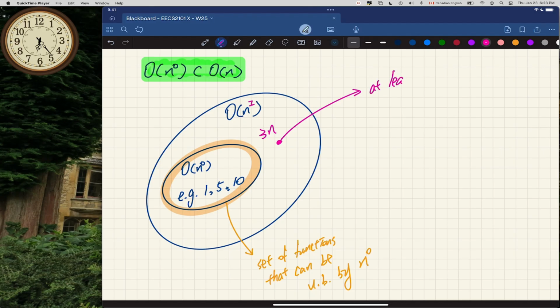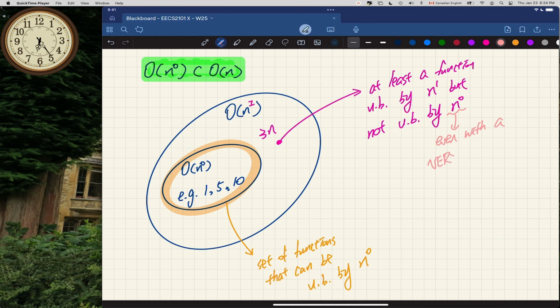At least a function upper bounded by n to the power of 1, but not upper bounded by n to the power of 0. Okay, so here, even with a very large c chosen, once I visualize it, you will see it's kind of obvious. Doesn't matter how large the c you might choose. Okay, let's now do the diagram.